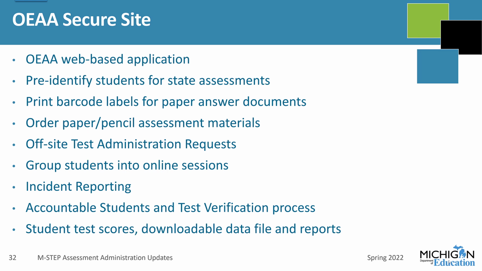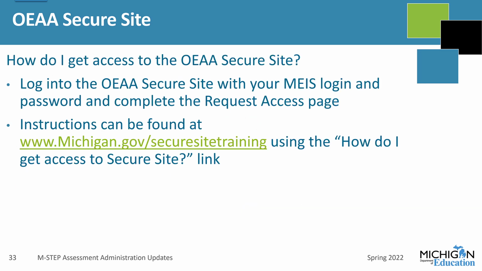During testing, you report any testing irregularities for M-STEP in the OEAA Secure site, and after testing, you use the Secure site for the accountable students and test verification processes, and you access student test scores, data files, and reports through the OEAA Secure site. So you're going to need access to the OEAA Secure site throughout testing. If you don't already have access, this slide tells you how to fix that.